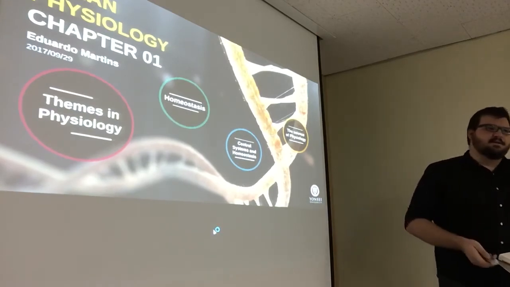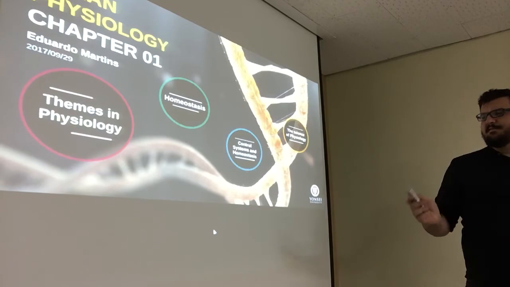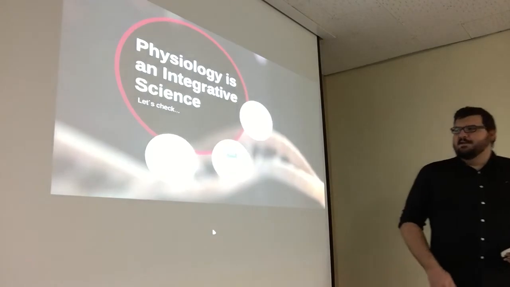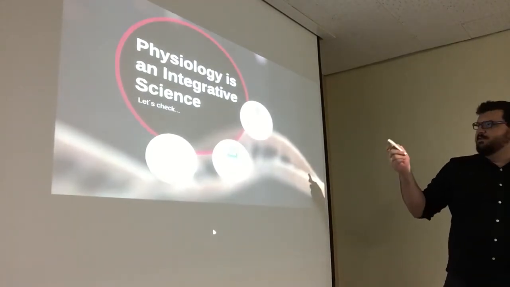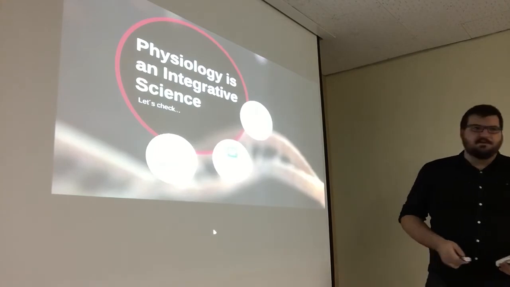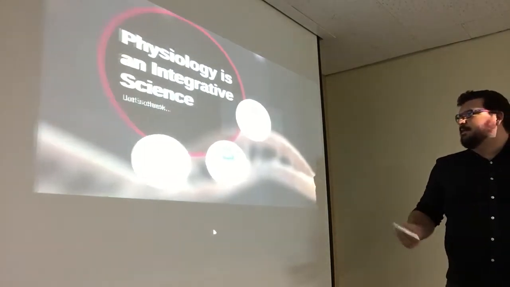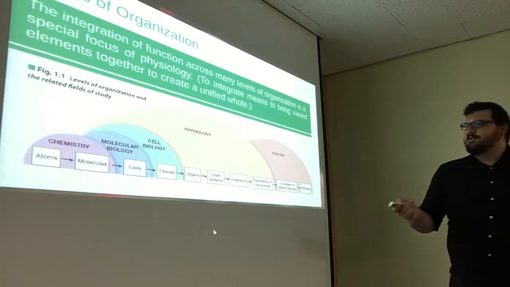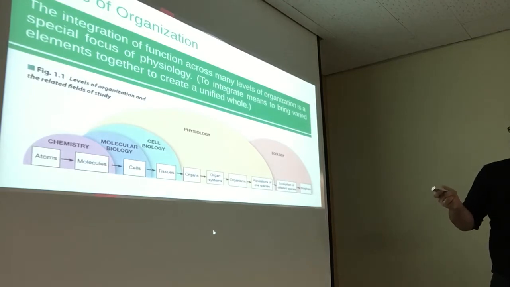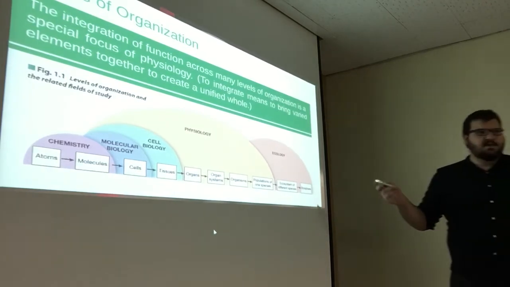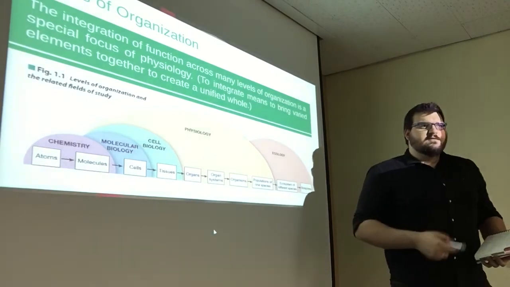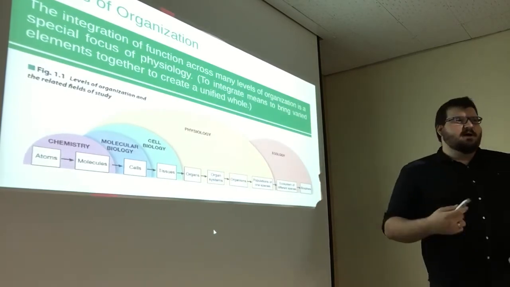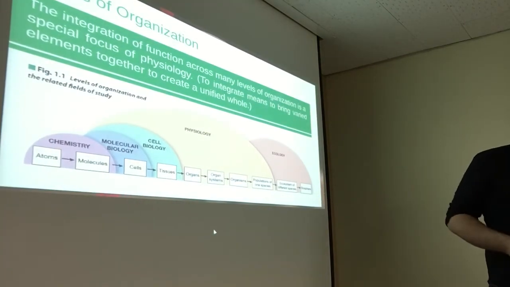First we have in this book, chapter 1, themes in physiology, and it says that physiology is an integrative science. So let's check what this is, because we have levels of organization, organ systems integration, and some specific themes. Levels of organization is about, for example, chemistry, molecular biology, cell biology, physiology, and ecology. And all of this together can generate a lot of data and can influence each other and help each other with data acquired by experiments or studies or something else.